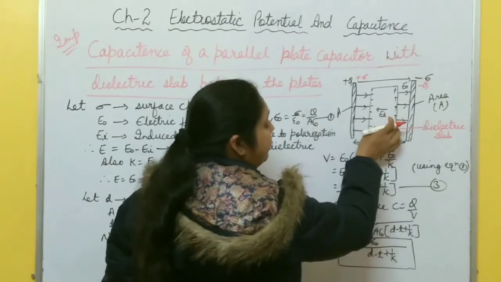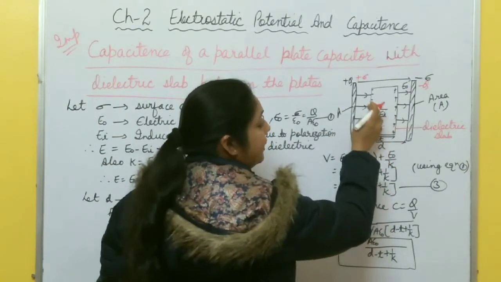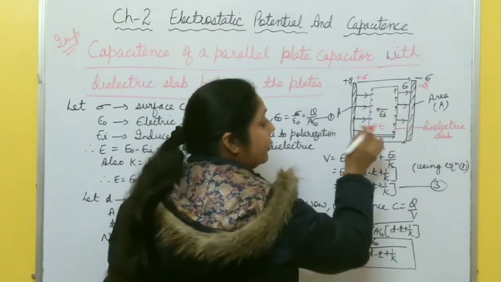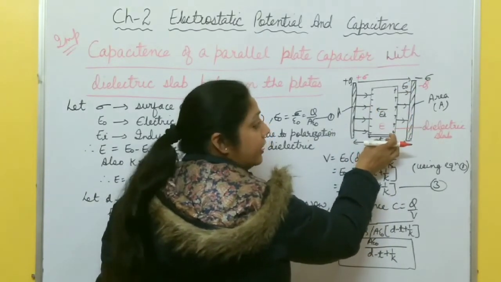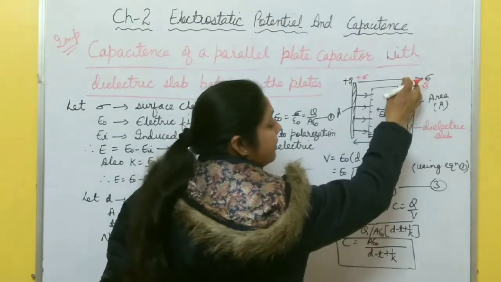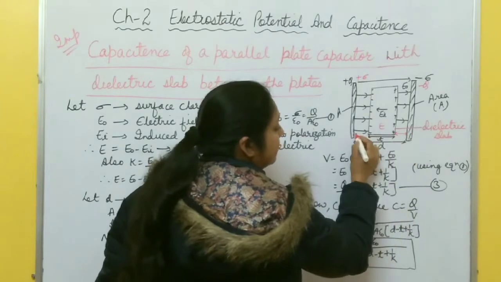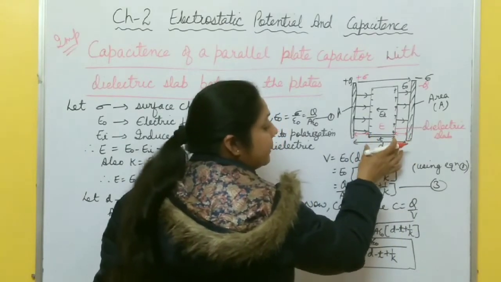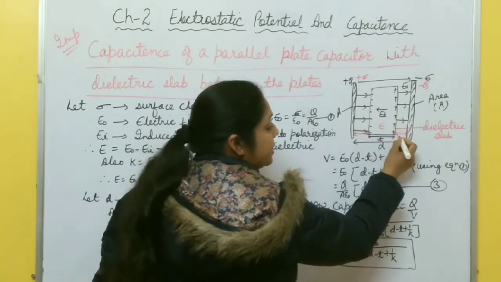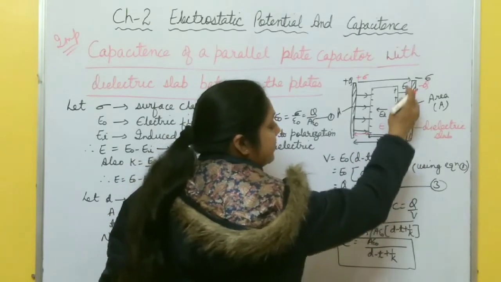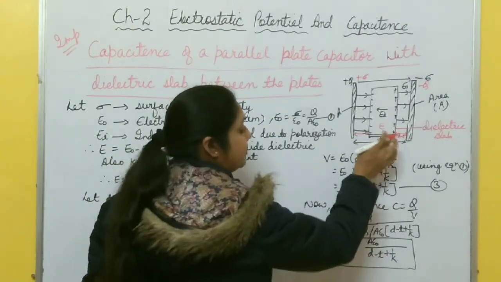Here the electric field inside the dielectric is E and the electric field outside the dielectric is E naught. So this electric field E acts over region t, and this electric field E naught acts over the remaining space. Before the dielectric, the region was d, but after application of a dielectric of thickness t, this becomes d minus t thickness. E naught acts over the region d minus t and E acts over region t.